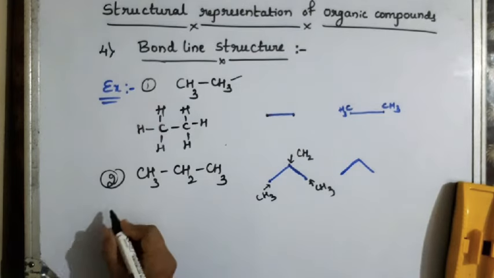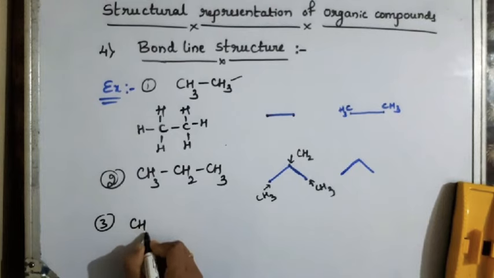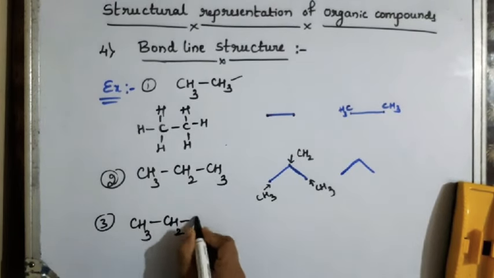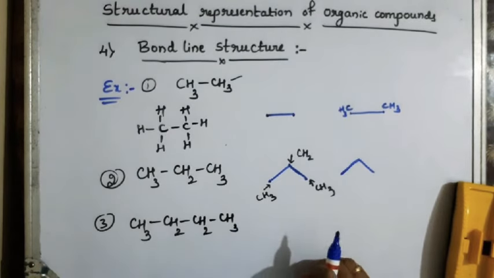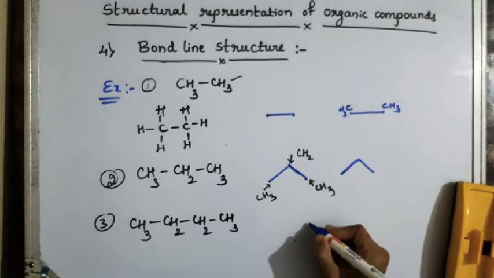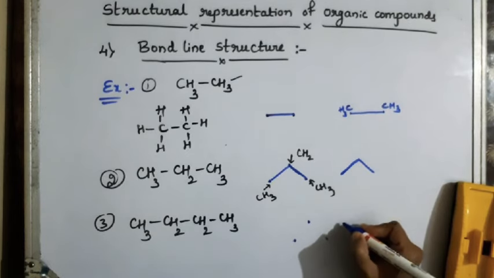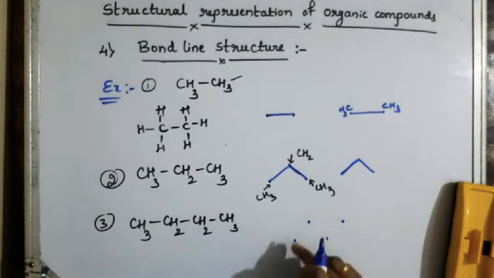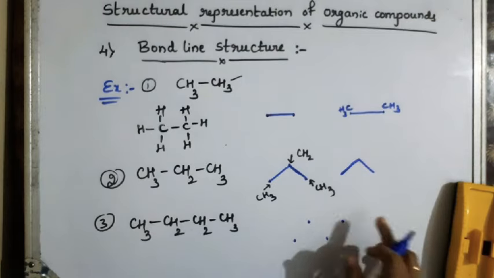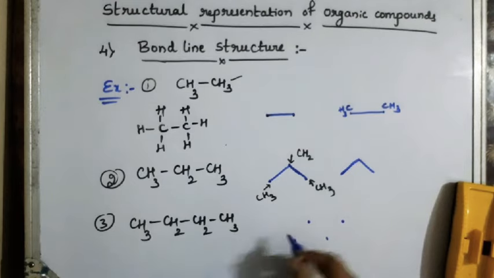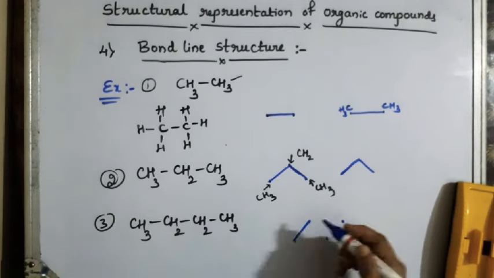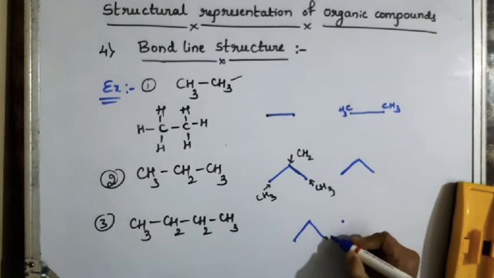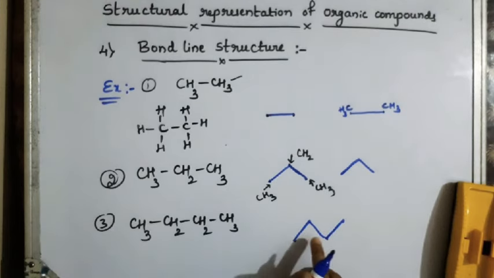Okay, so I'll take another example. Let's take one more example. I'll add 1 more carbon here: CH3, CH2, CH2, CH3. So how many carbons are there? 4 carbons are there. So arrange those 4 carbons in a zigzag manner. The 4 dots arranged in a zigzag manner show the presence of 4 carbon atoms. Now, between the first and second carbon, which bond is there? Single bond. Second and third, single bond. Third and fourth, single bond. So this is the bond line representation for butane.